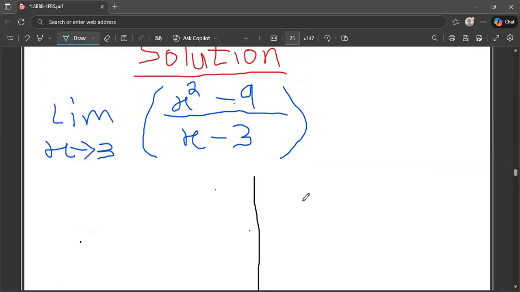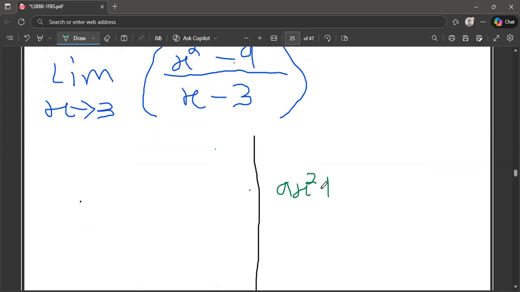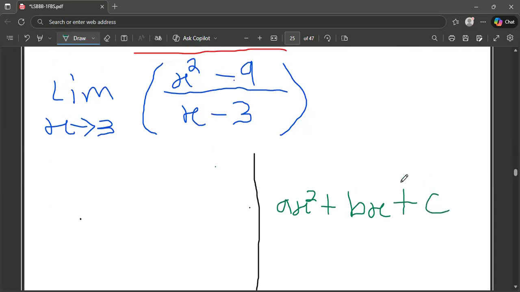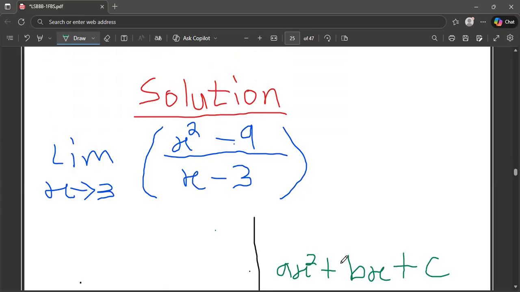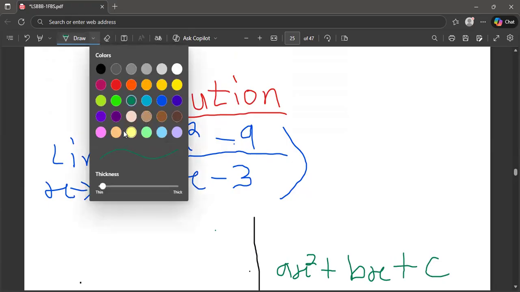So this question is in the form of what? Let's say ax squared plus bx plus c. Yes, this is a quadratic equation, and this question is in the form of this. The coefficient of 1 over here is equal to a. So the best way to simplify this is to simplify it as a what?